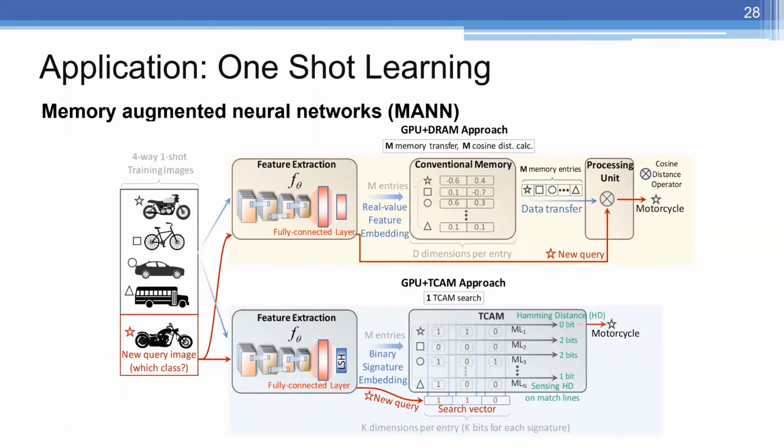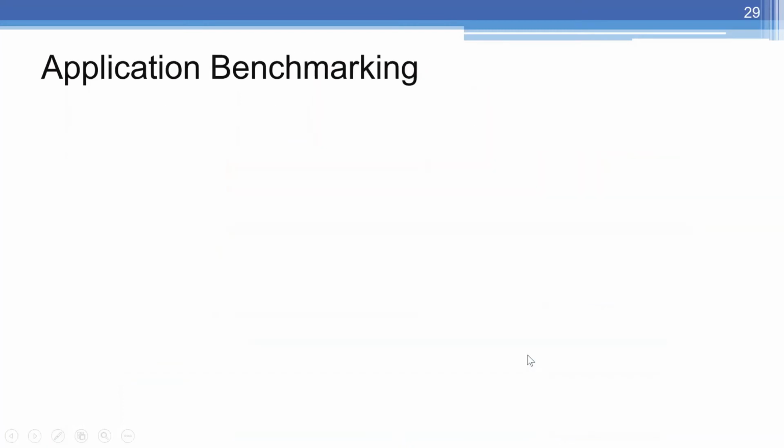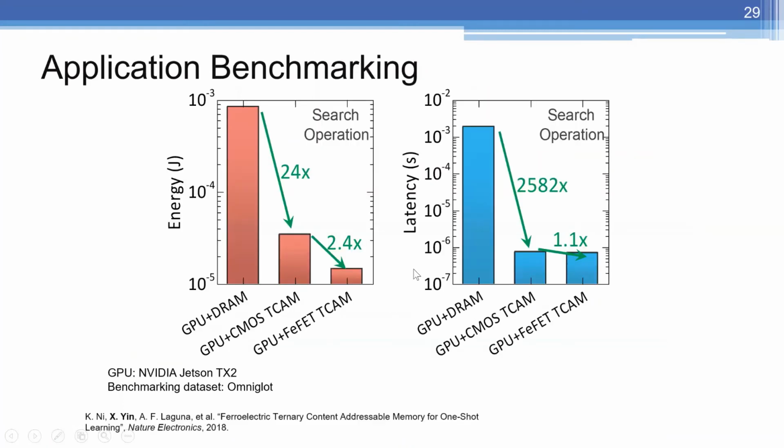in polynomial time. So in this case, the sequential calculation operations have been replaced with a parallel search functionality, therefore achieving extremely improved energy efficiency and performance. The benchmarking results also indicate the breakdown of how we improve the energy efficiency and the performance of the system, from the FeFET device to the FeFET-based TCAM circuit and towards the GPU plus FeFET TCAM architecture.